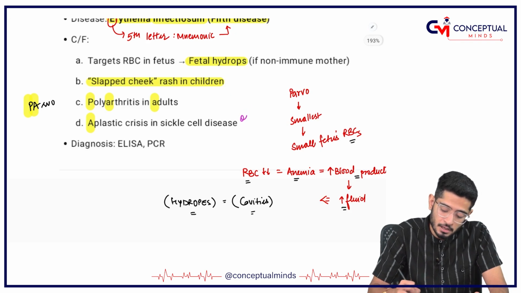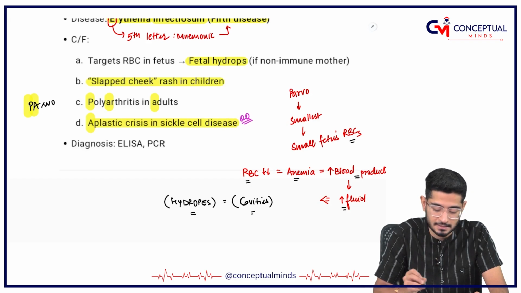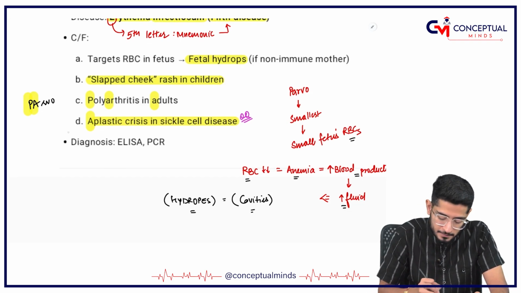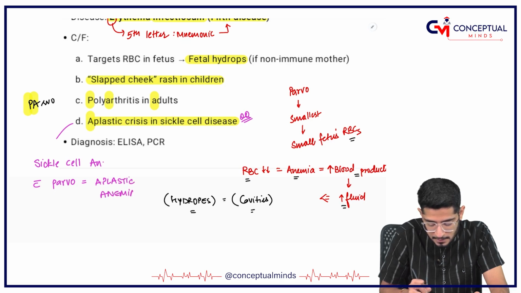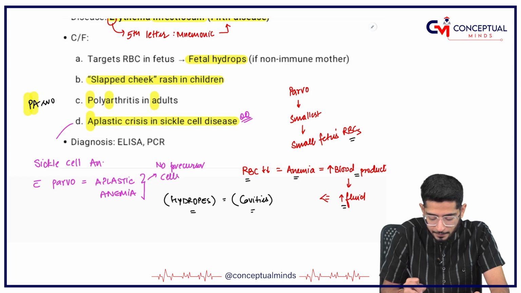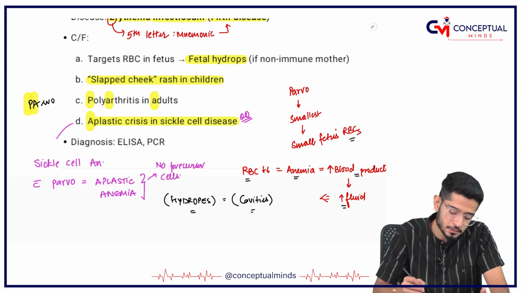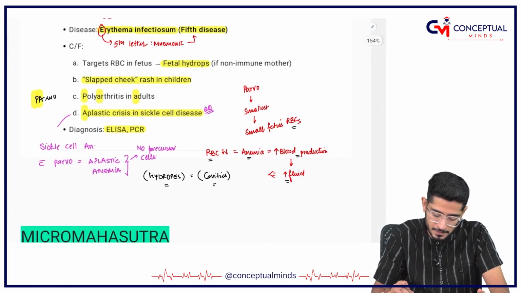This is a 100 times important question: aplastic crisis in sickle cell disease. For example, a patient of sickle cell anemia develops infection with parvovirus that leads to aplastic anemia. Now, what does aplastic anemia mean? That there will be no precursor cells. All the precursor cells will be killed by parvovirus. How will you diagnose? Very simple, ELISA and PCR.